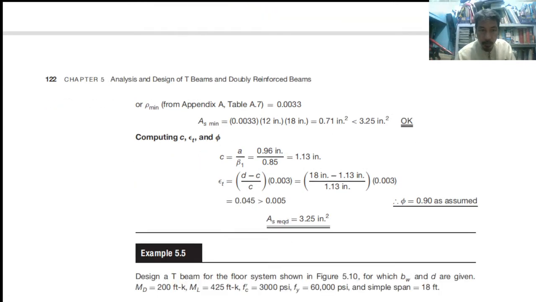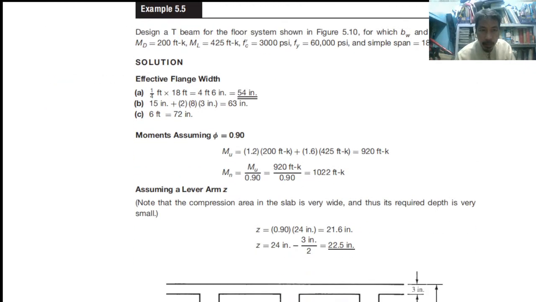Okay, next example. Design a T-beam for the floor system shown in figure 5.10, for which bw and d are given. Dead load 200, live load 425, f'c 3000. We will have a different beta 1, so take note, remember, we have to compute beta 1. fy 60, simple span 18.